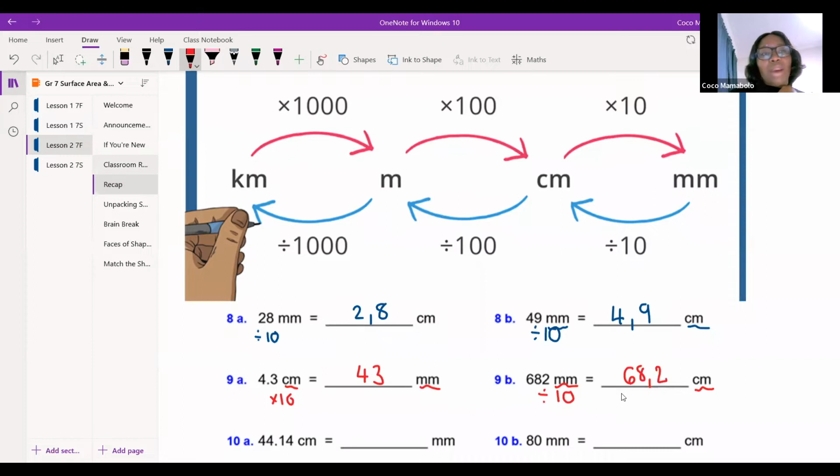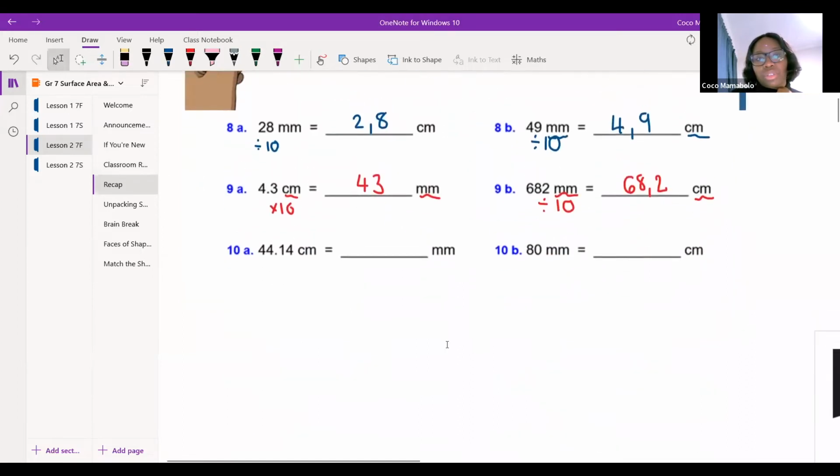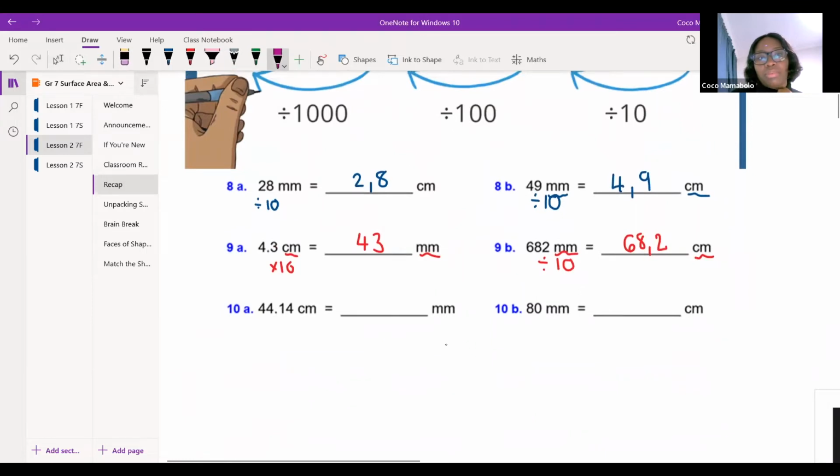All right, Liabona, let's do the next one together. I'm going from centimeters to millimeters. What am I going to do? Hi, Liabona. Oh, Liabona's not unmuting. Oh, there we go. Hello, Liabona. Hello, ma'am. How are you? I'm good, thank you. How are you? I'm fine, ma'am. All right, so I'm going from centimeters to millimeters. What am I going to have to do, Liabona?